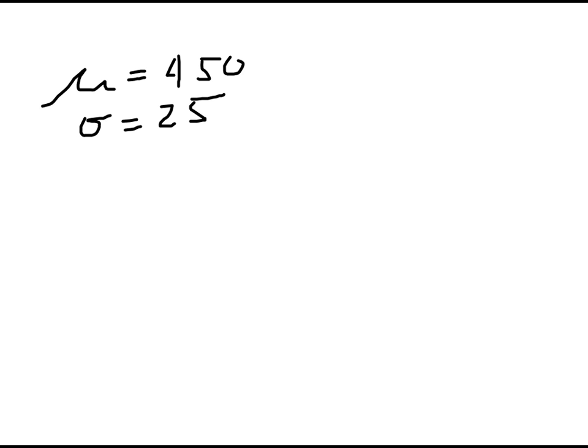So let's do this in two steps. The first question, what's the probability that the oven will cause a core to be defective? So we're looking at an x of 475, because that's the temperature at which the core gets defective.